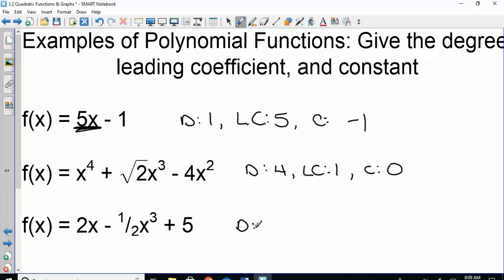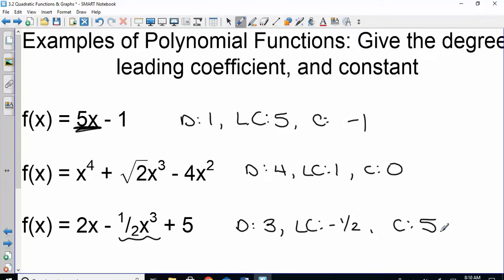Last one. Degree. 3rd. Notice I flipped the order on you this time. But if you look at all the terms, there's the one with the highest power. Leading coefficient, that's the coefficient of that term. -1/2. And the constant, that's a term without a variable, would be 5. Any questions about that?